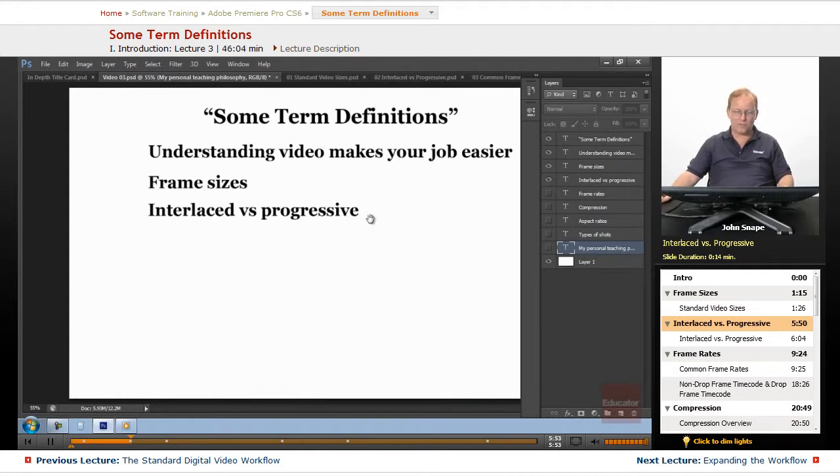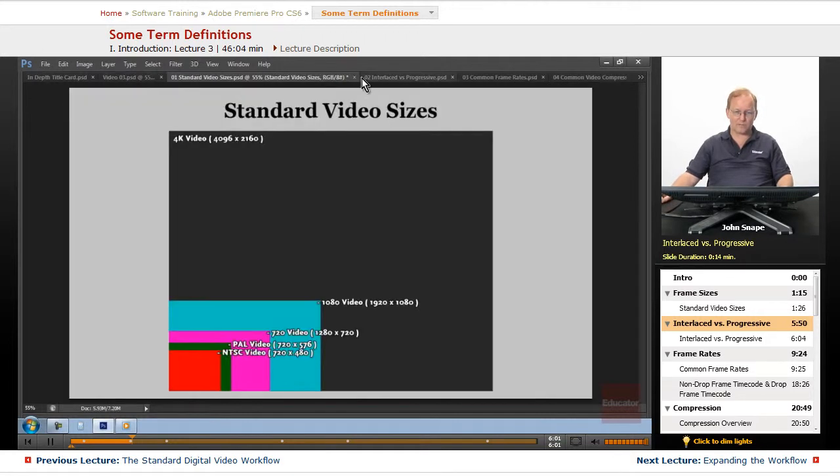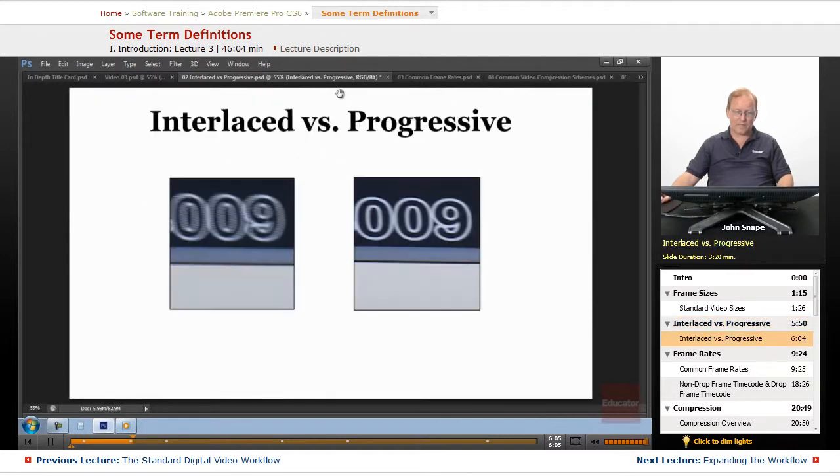Video is also defined by either interlaced or progressive. So let me turn this one off, and let's look at interlaced versus progressive.